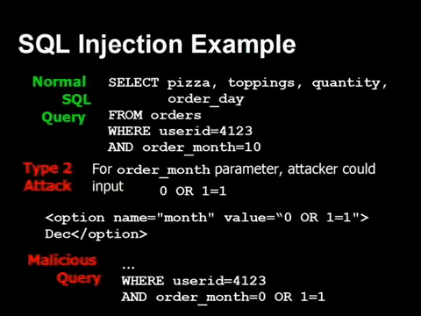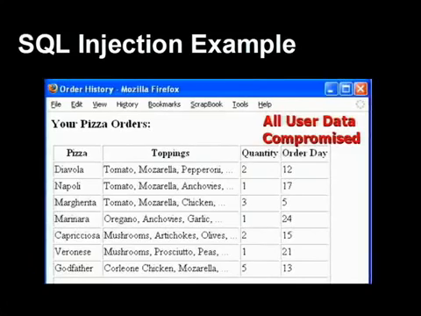On the other hand, if the bad guy types in 0 or 1 equals 1 for the input, what's going to happen is the order month equals 0 will evaluate to nothing, but the or 1 equals 1 will evaluate to true for every single row that the database evaluates this for. And so what will get returned is all of the pizzas that were ordered by anybody. And so what the attacker is going to get is a screen that will look like this, where it will contain the pizzas, the toppings, et cetera, for all of the pizzas that were ever ordered from that website.